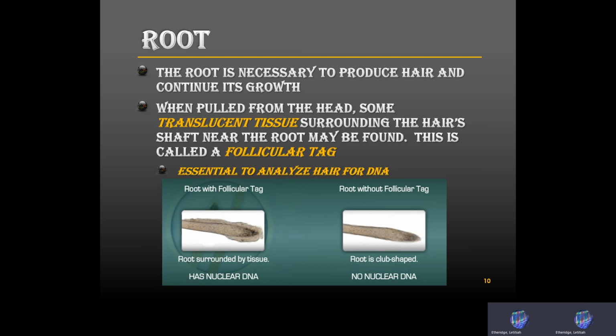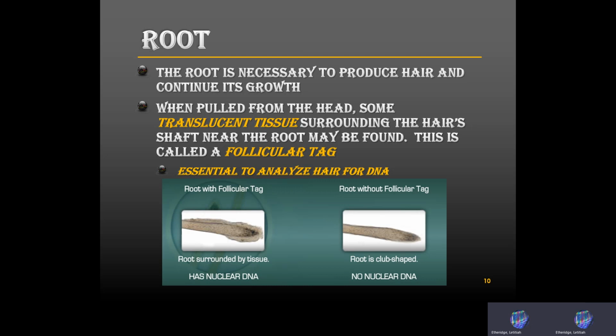If you only have the hair shaft, it can only give you mitochondrial DNA, and mitochondrial DNA is a little funny, right? So mitochondrial DNA is passed down from your mom to all the other kids. So here's the deal. I have two sisters, and all three of us have the same mitochondrial DNA as our mom. So if you were to run my hair that you found at a crime scene, but there was no follicular tag, you would get an essential identification of hair for all four of us, right? Me, my two sisters, and my mom.